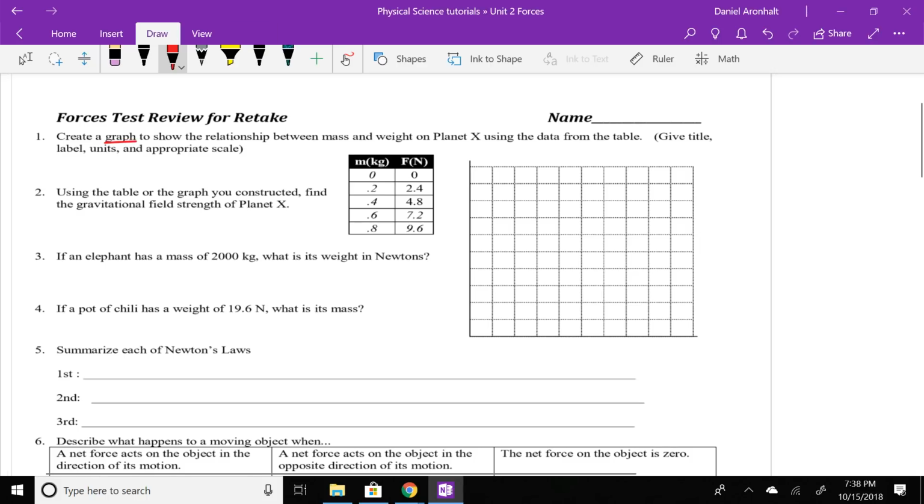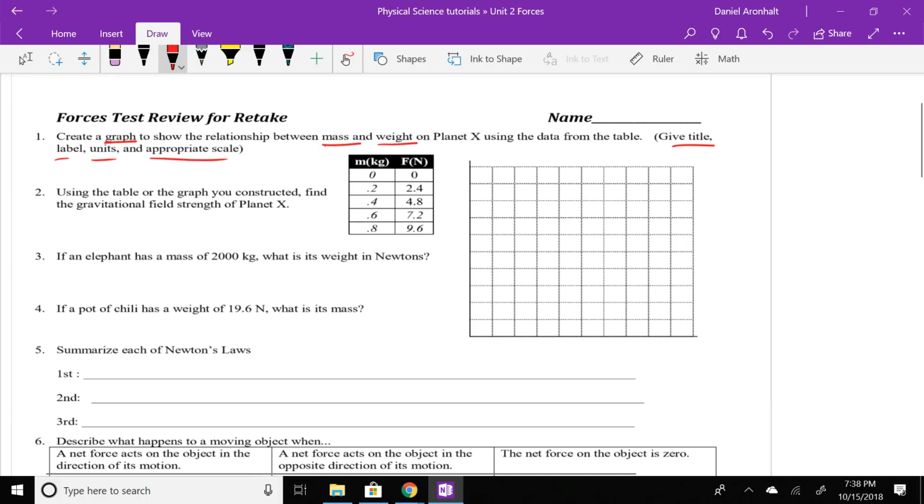Create a graph to show the relationship between mass and weight on planet X using data from the table. Now it tells you to give the title, which, as we know, is going to be worth a point, the label, the units, and the appropriate scale. And I'll remind you how to do all of those.